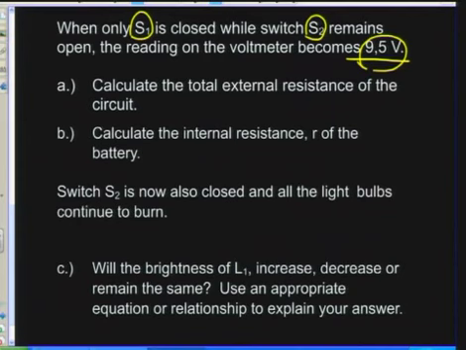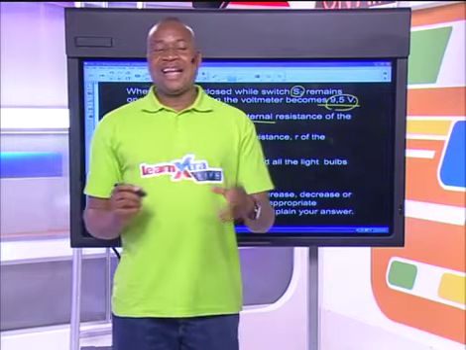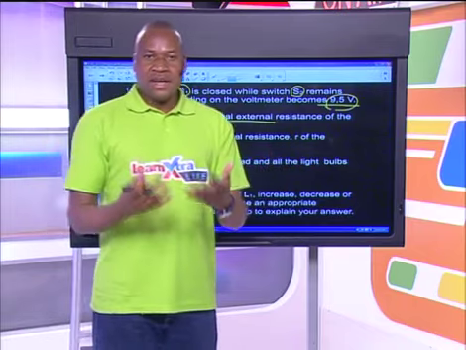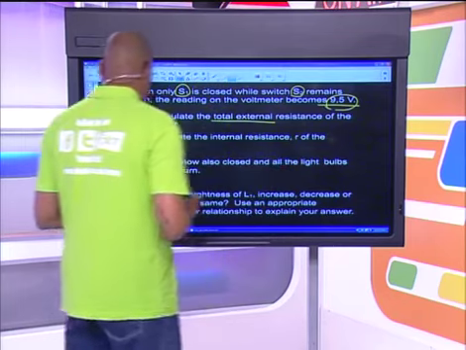A, calculate the total resistance of the circuit. Now I need to give you tips here as well. Once the question tells you to calculate the total resistance, it means you need to check on your circuit diagram whether you've got a parallel section and a series section. You'll need to start with the parallel section, finding the equivalent resistance of the parallel section, and then you add it to the resistance of the series connection, so that you have answered the question that says find the total resistance of the circuit.